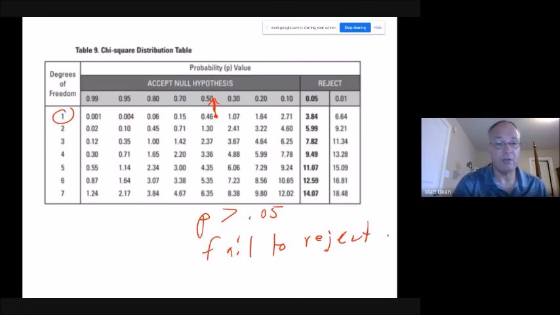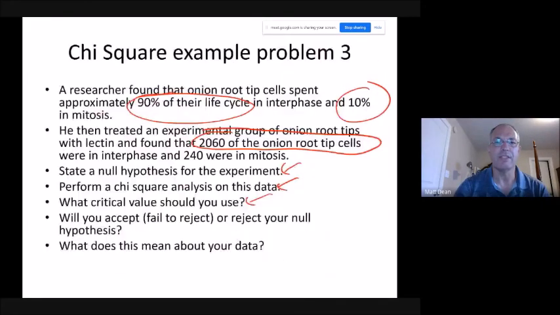Again, that means that there may be differences between your observed and expected data, but those differences are pretty small. And there's, in this case, almost a 50% chance that the differences happened simply due to chance. That lectin wasn't causing those differences. The differences were due to chance. All right. That's it for our review of chi-square and hypothesis testing.